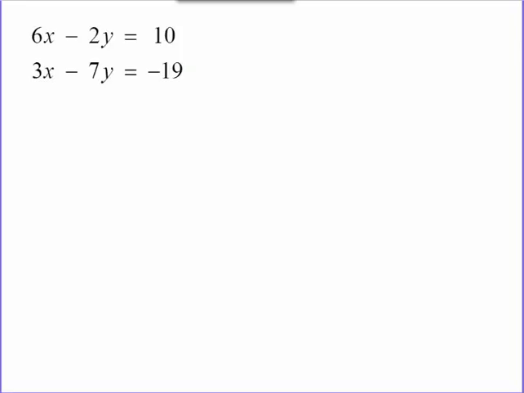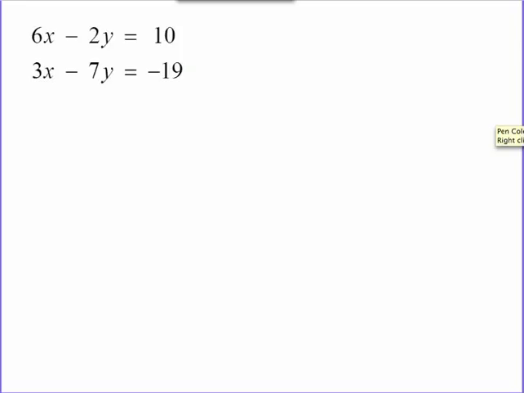6x minus 2y equals 10. 3x minus 7y equals negative 19. Okay. 6x minus 2y equals 10. 3x minus 7y equals negative 19. What do you want to eliminate here? The x's. Okay, so I know 3 and 6 both go into what number?